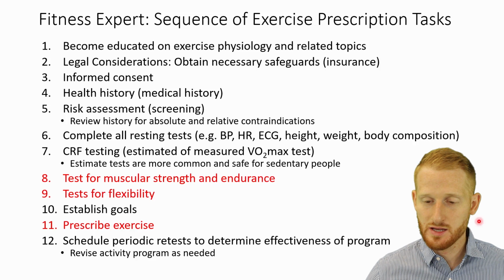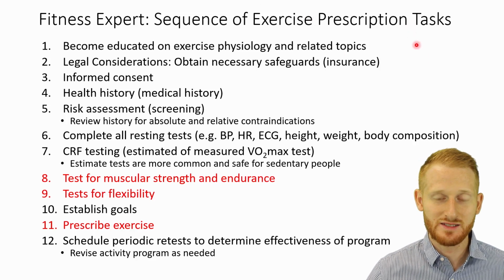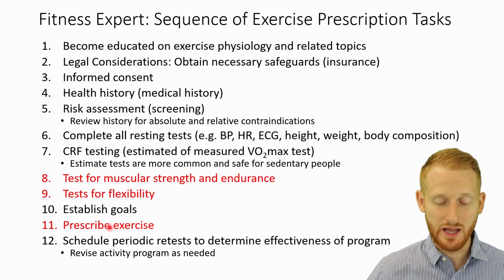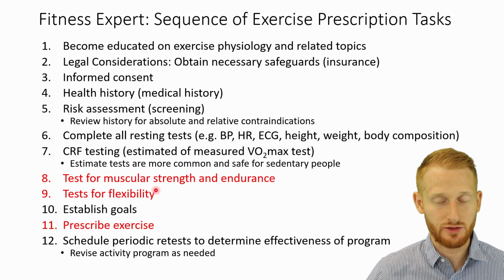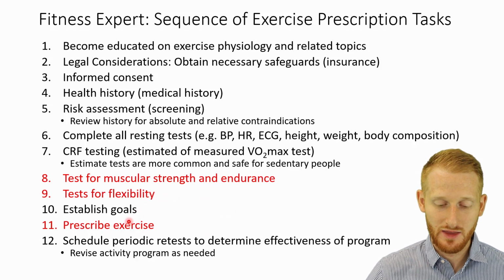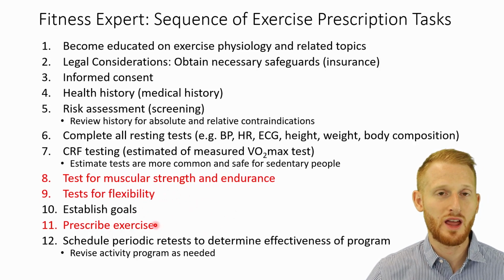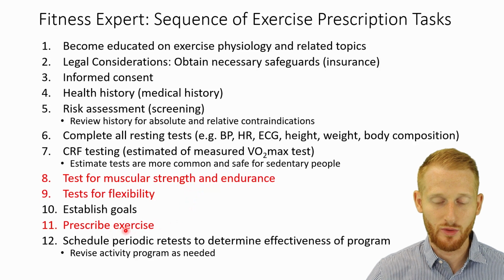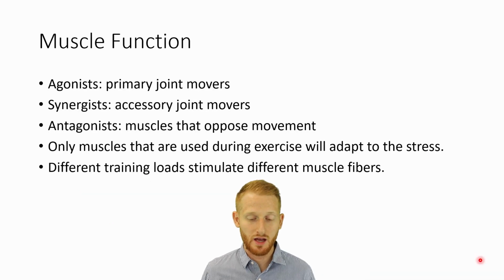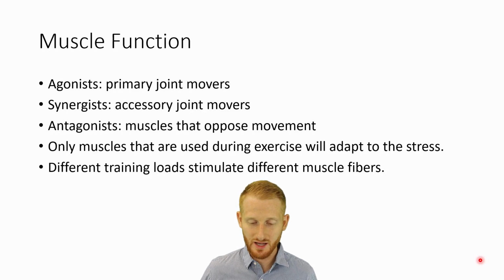Looking at the sequence for exercise prescription tests, we are looking at numbers 8, 9, and somewhat 11 here. So we're testing muscular strength and muscular endurance. We're looking at tests of flexibility, and we'll look a little bit at the exercise prescription for muscular fitness and flexibility. A couple basic terms here, as well as some concepts.